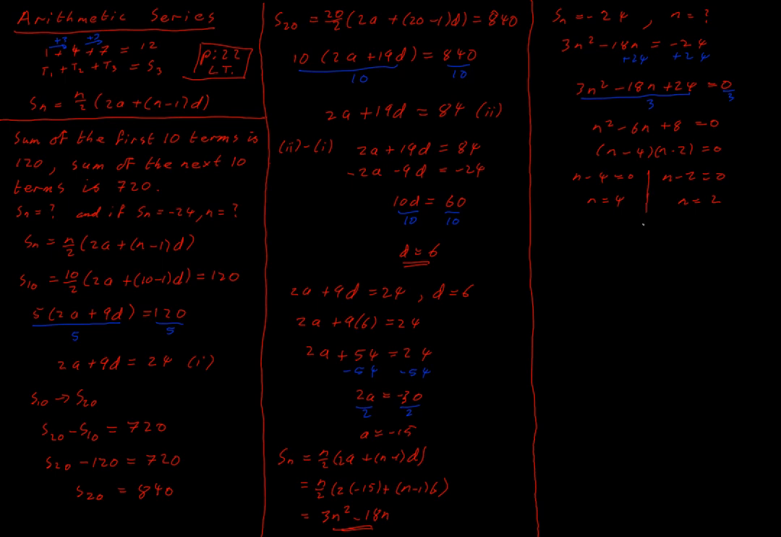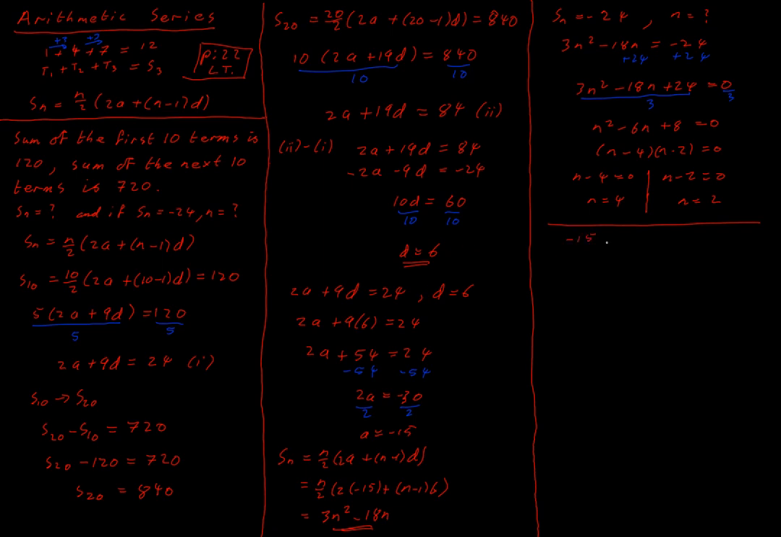Now, a lot of the time when we do these kind of questions, we'll find out that one answer is invalid. But in this case, both answers for n are valid numbers. We haven't ended up with a negative solution. So both of these answers are valid. So what is going on? Well, if we look at our series, we know that a is minus 15 and d is 6. If you remember that these are first term and difference for an arithmetic pattern.